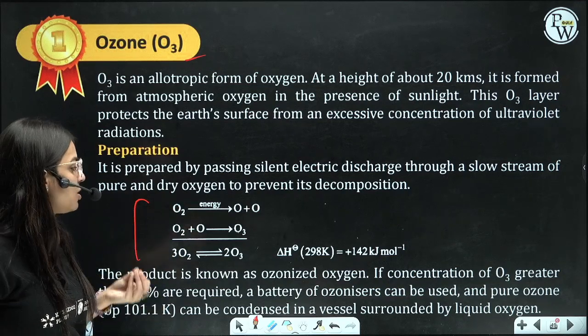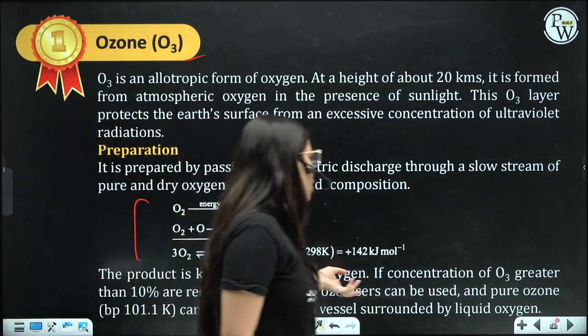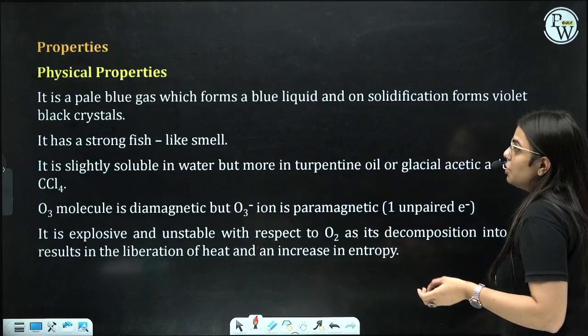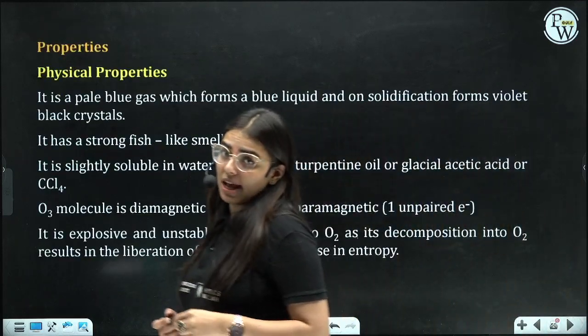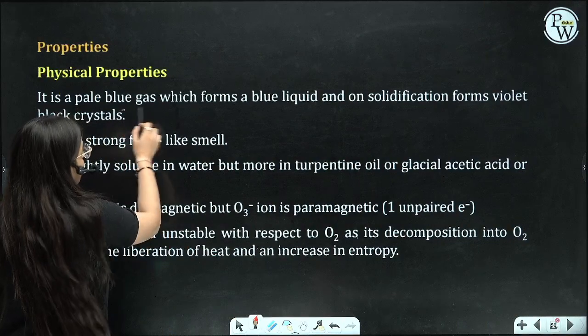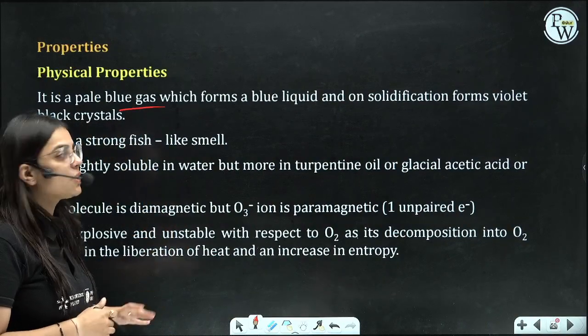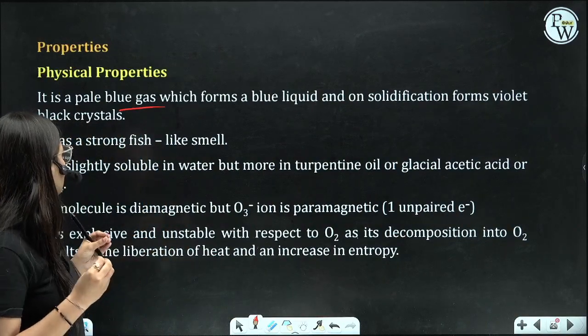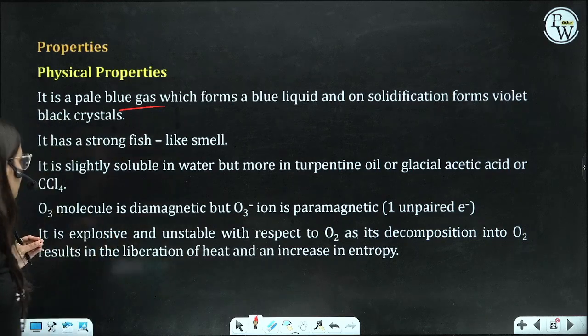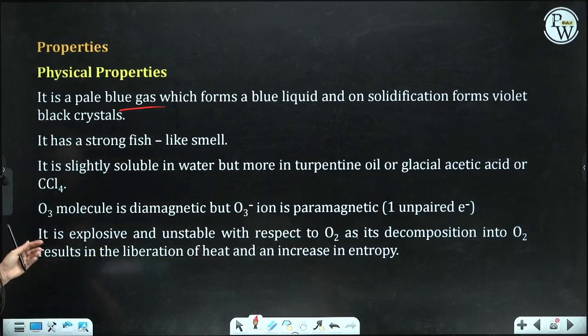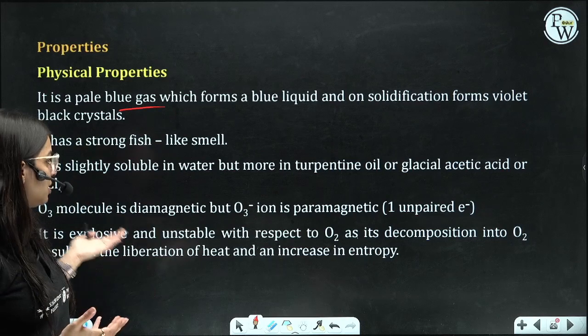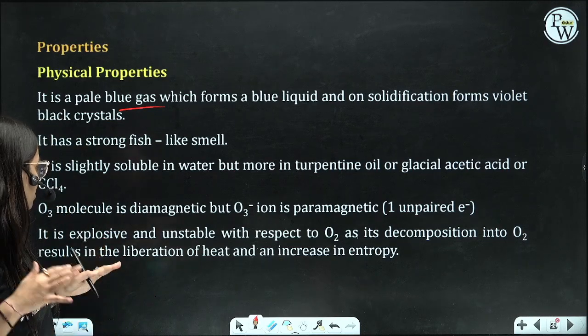The product is known as oxidized oxygen, right? Oxidized oxygen. Moving on to the properties, it is a pale blue gas, very important. Many students don't even know about it, because it forms a blue liquid. On solidification, it forms violet-black crystals. It has a strong fish-like smell. It is slightly soluble in water, but in other books they tell you how much it is soluble.